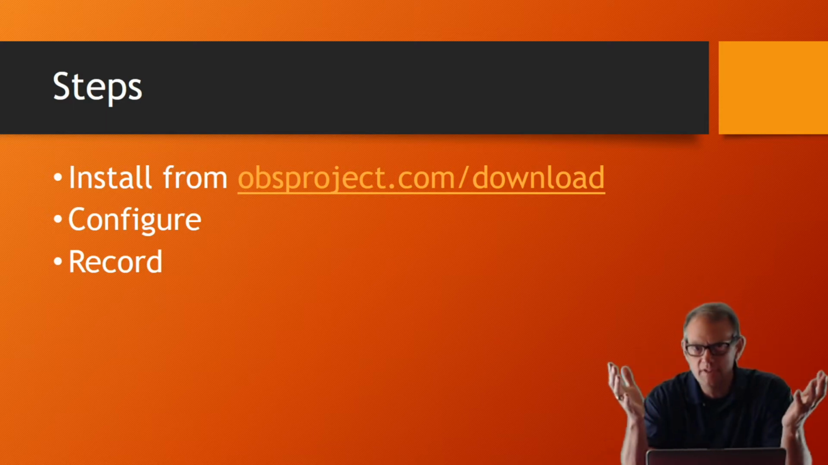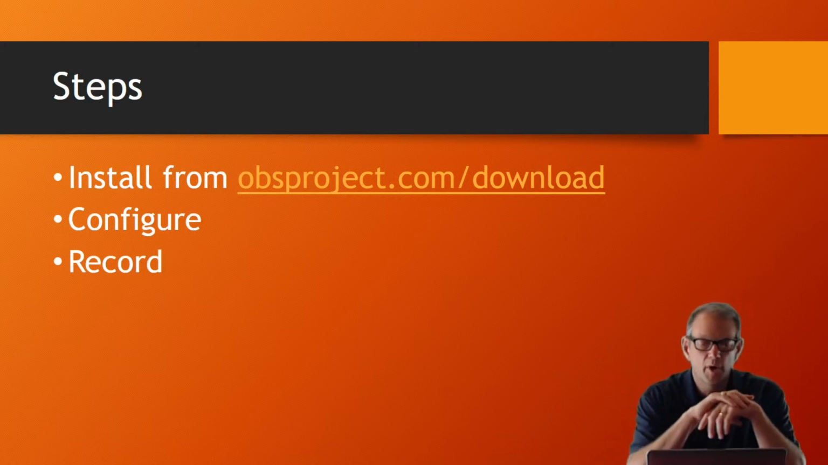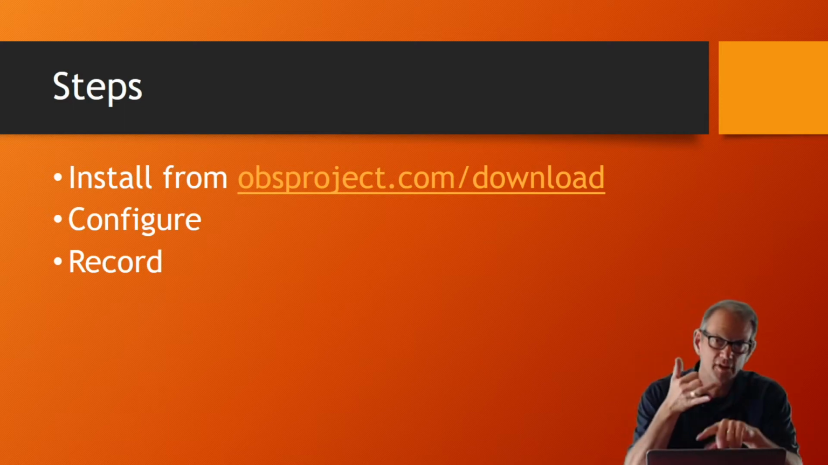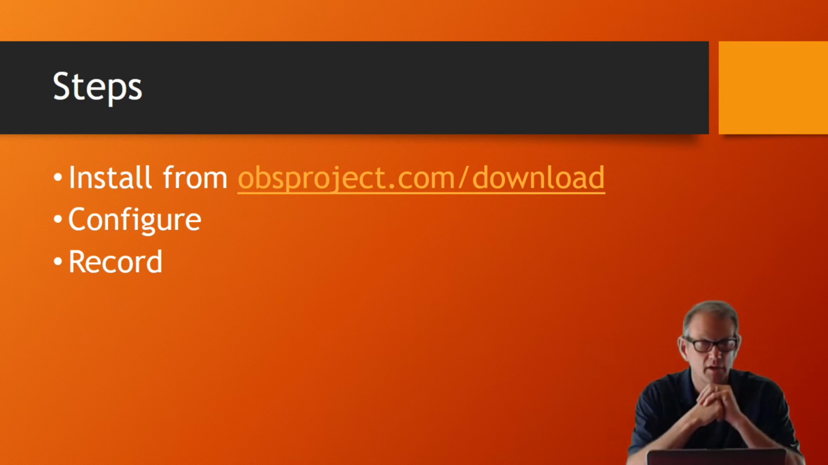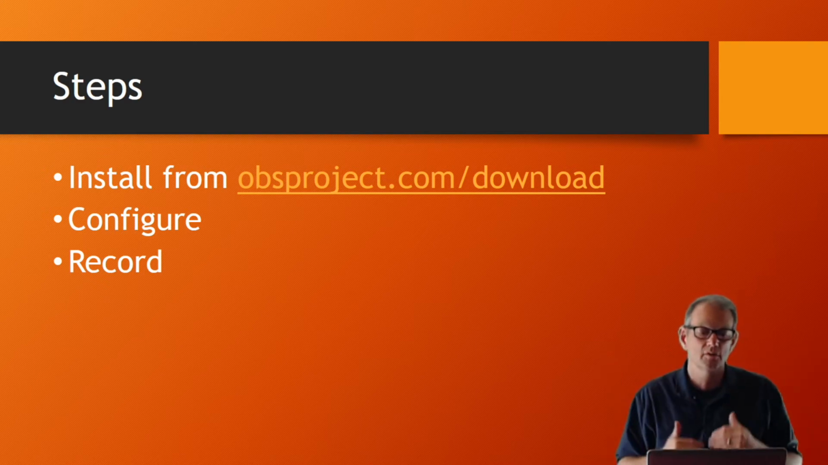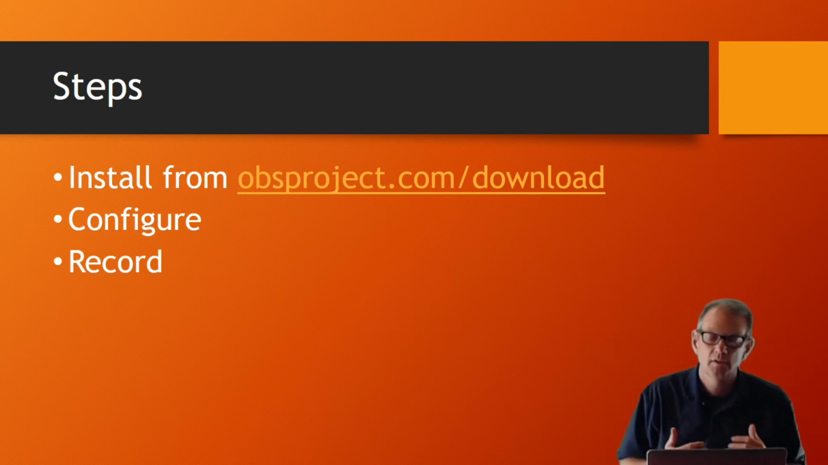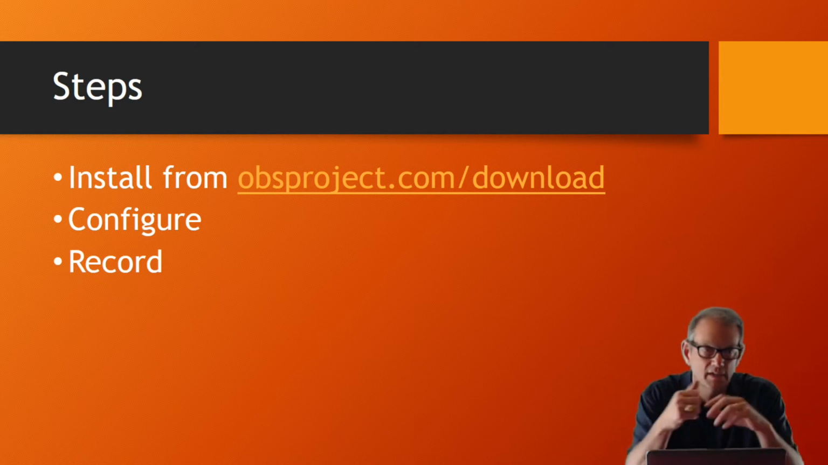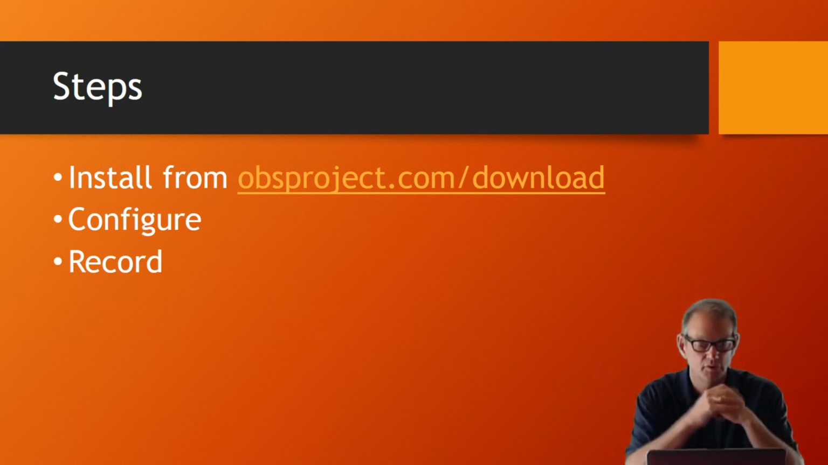The first thing you have to do is download and install OBS Studio. It's from obsproject.com/download. You have to install it, configure it, and then you record. And it's pretty easy. This whole video is on the configuration of it to make it easy for you to use. In your school, you might have to ask your tech guy to install OBS Studio. At your home, you obviously don't have to.